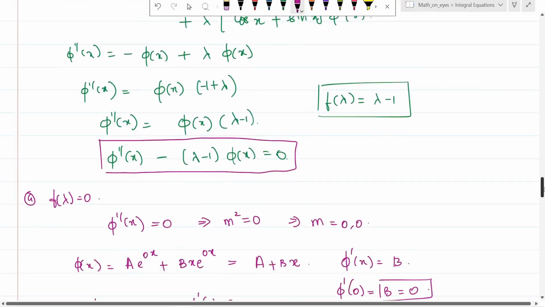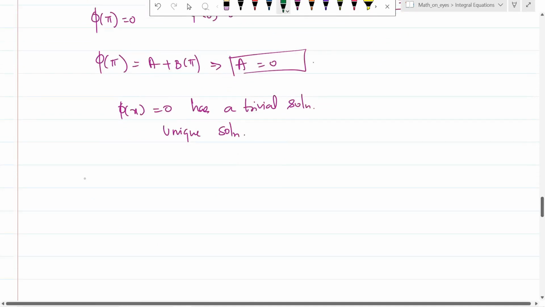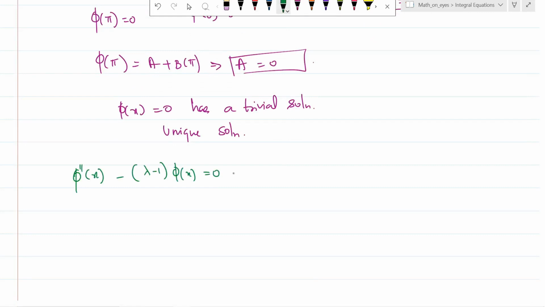Let us take f of lambda greater than 0. This is our equation. Phi double dash of x minus (lambda minus 1) into phi of x is equal to 0. So from option B, f of lambda is greater than 0. If f of lambda is greater than 0, let us take it as k squared. So we get m squared minus k squared into phi of x is equal to 0.